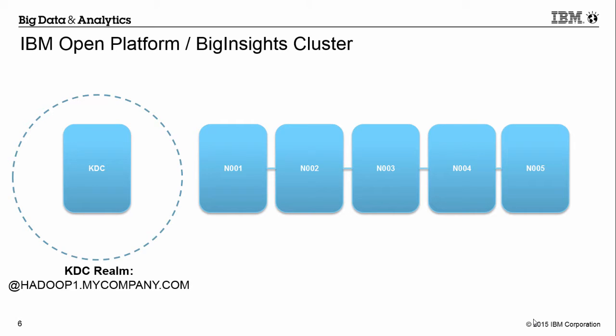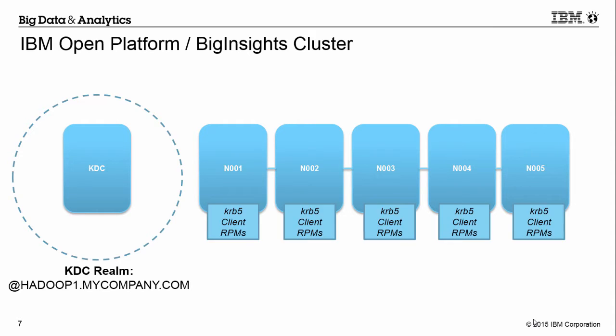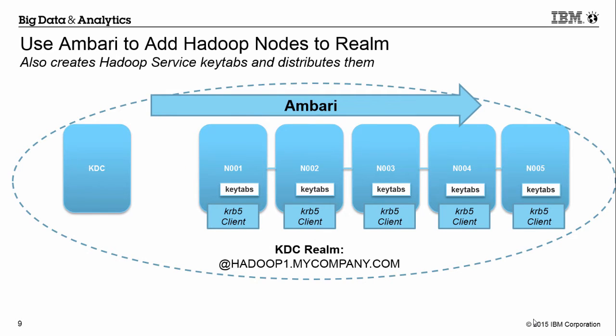From there, if I introduce my BigInsights cluster, you'll see actually that the KDC realm will be up and running, my Kerberos services are running, but my Hadoop cluster actually resides outside of that realm. What I need to do then is install the Kerberos client RPMs on the various nodes of the Hadoop cluster. From there, I'll use Ambari to enable Kerberos, but I'll need to tell it what my KDC server credentials are, and Ambari will take care of configuring those clients to extend the KDC realm over the Hadoop cluster nodes.